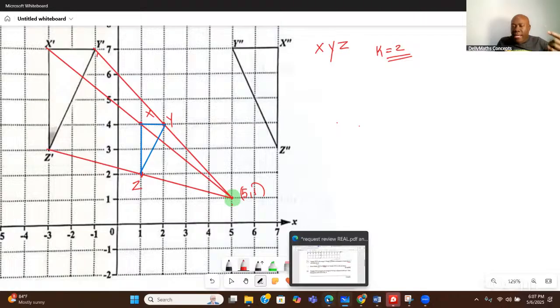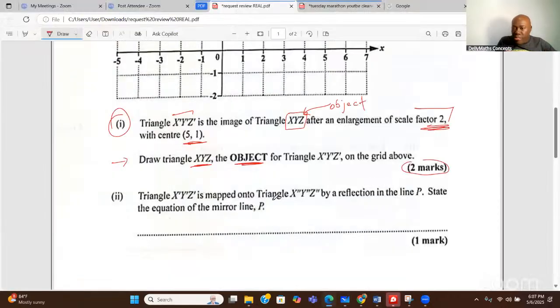Let us now look at the second question. So this is 2 marks, you know. Now the follow-up question here says, hey, triangle X prime, Y prime, Z prime is, as you could see, mapped onto this one. These are double primes. Look right here, double primes, right? By a reflection in the line P. State the equation of the mirror line P.